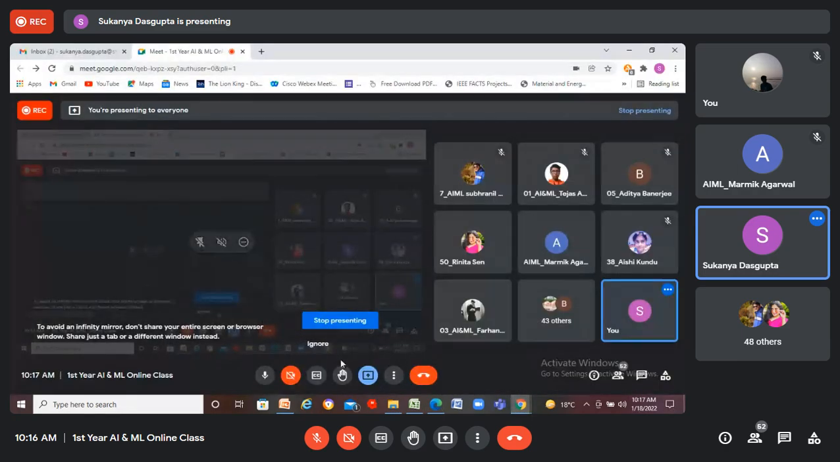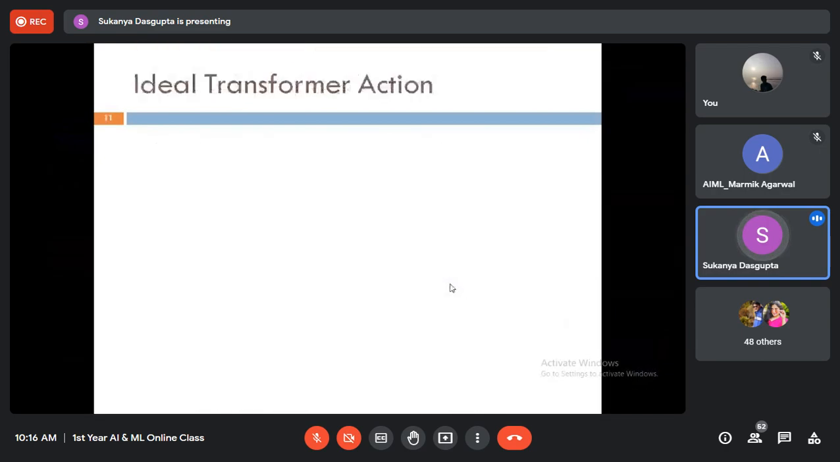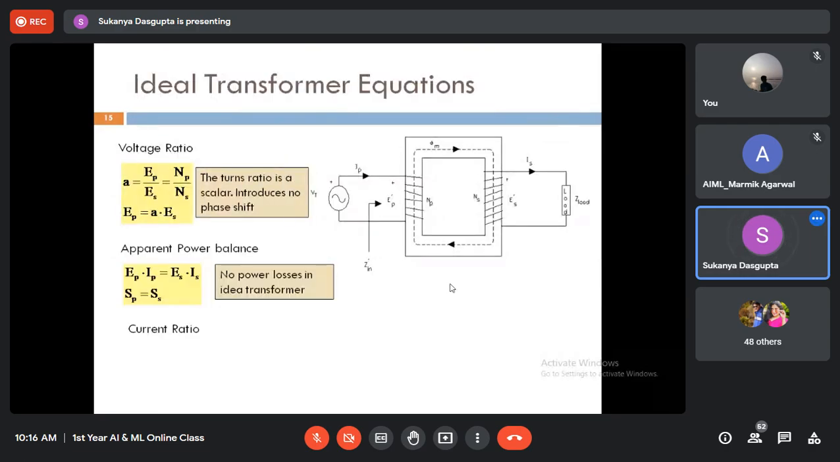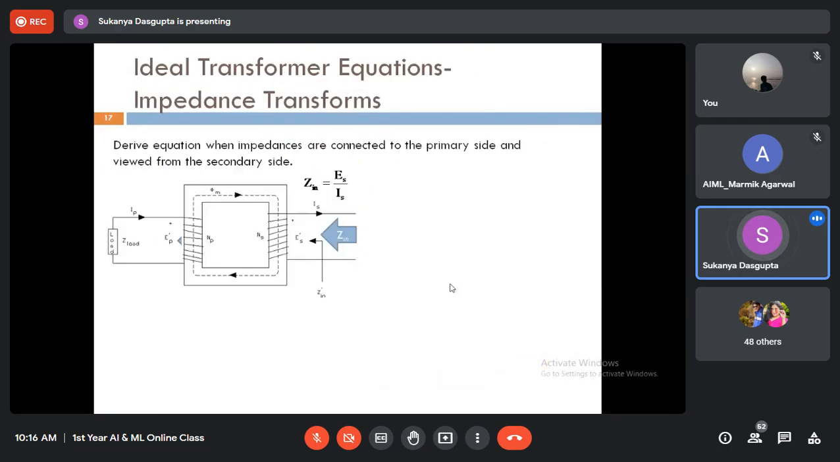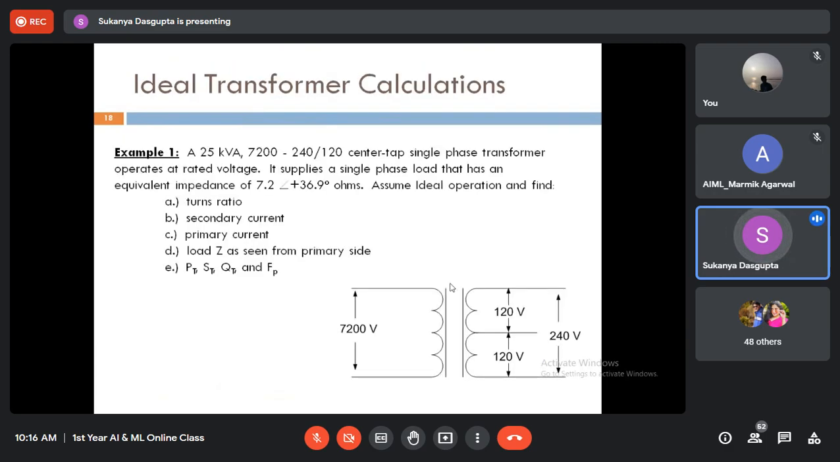Okay. Now, let me show you the problems given in the PPT. I think you have already studied the numerical problems given in the PPT, the first part of transformer. This is the first one. First problem that I have given.